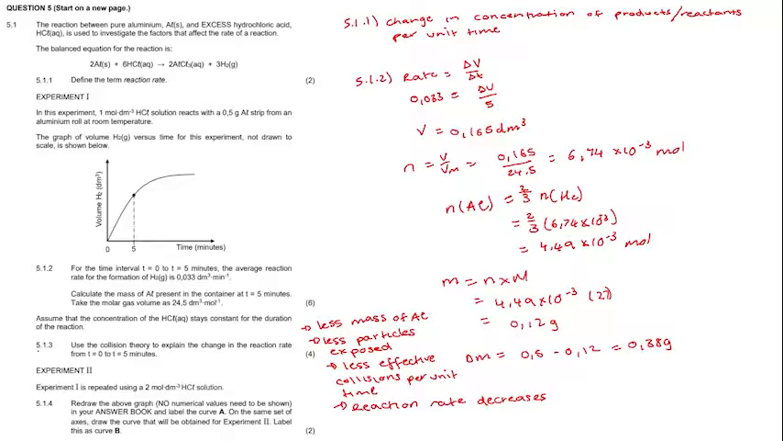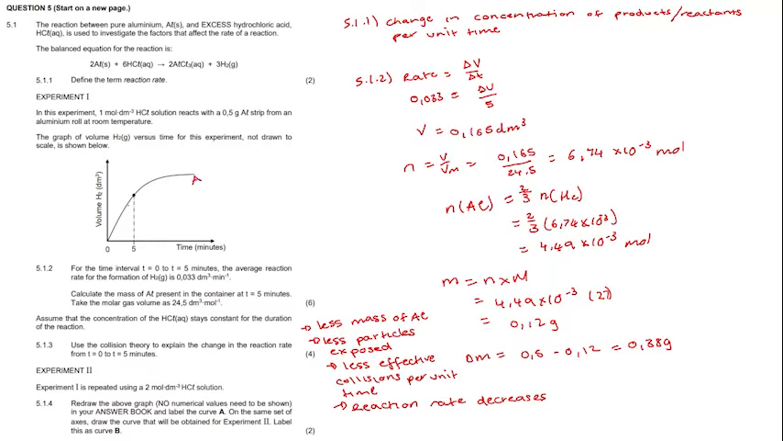Experiment 2. Experiment 1 is repeated using a 2 mole per decimeter cubed hydrochloric acid solution. Question 5.1.4. Redraw the above graph. No numerical values need to be shown in your answer book, and label the curve A. On the same set of axes, draw the curve that will be obtained for experiment 2. Label this curve B. So we already have this curve being A, though you will redraw it in your answer book and label it A.